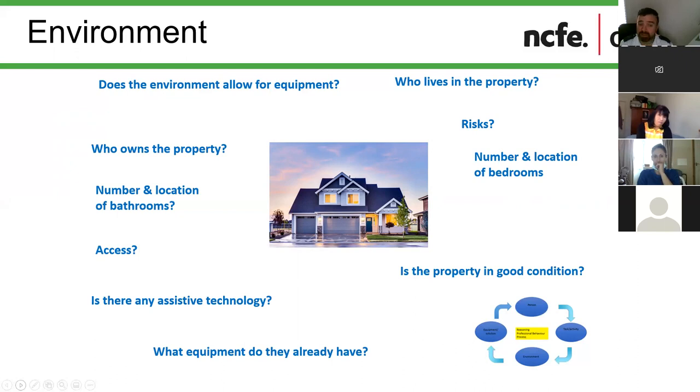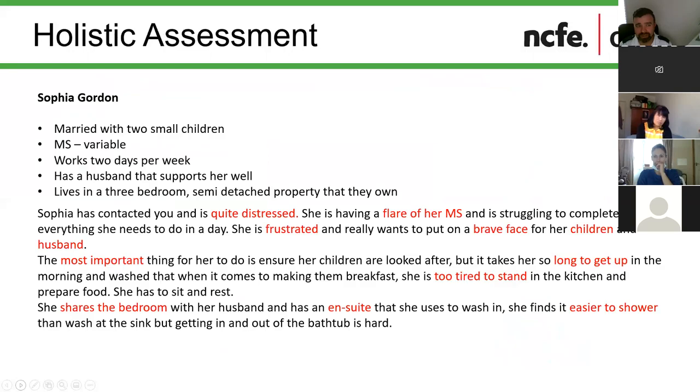And equally, what equipment do you have already and what equipment can you get? It's all right doing all of this, but what you may find out is that you can't get the funding for the equipment that you've then prescribed. So it's about thinking about, if we are going to do this, can they self-fund for that equipment? Can we get it from the social workers, or can we get it from charities?